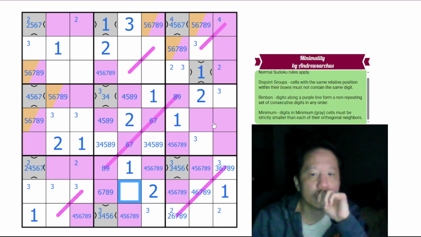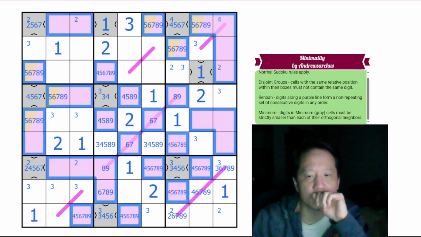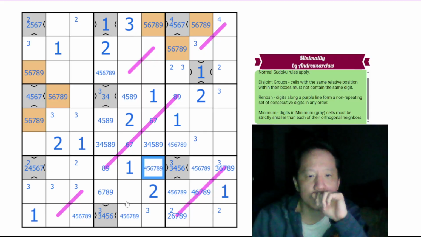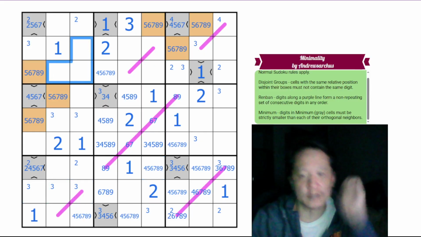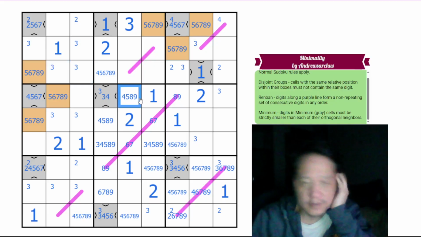Alright, we want to remove the pinks, because we pretty much have the information. I guess one of these are 3s.